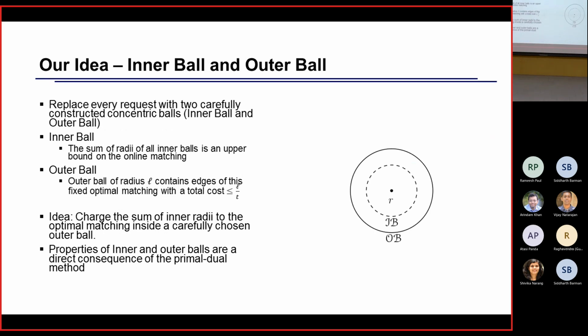So our analysis strategy is simple. We want to charge the sum of the inner radii of all the requests to the optimal matching inside some carefully chosen outer ball. We know that the sum of the radii of the inner balls is an upper bound on the online matching. So we want to charge that to the optimal matching edges in some outer ball. That's the idea.